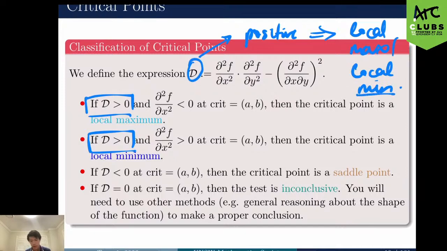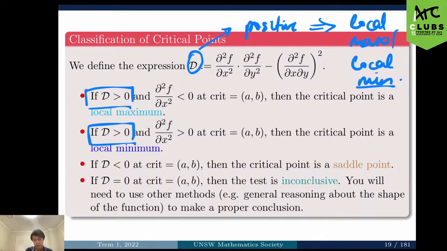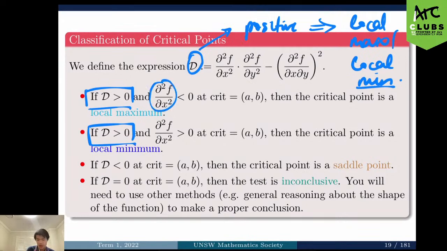Right, and so what we do is once we know that, we check the sign of this first thing, and we say if it's negative, it's a max, and if it's positive, it's a min. That's pretty good. The other thing we know is that if it's negative, then it's a saddle point.